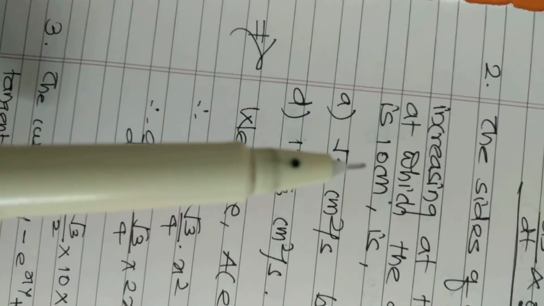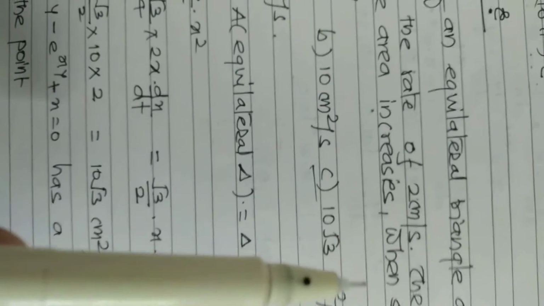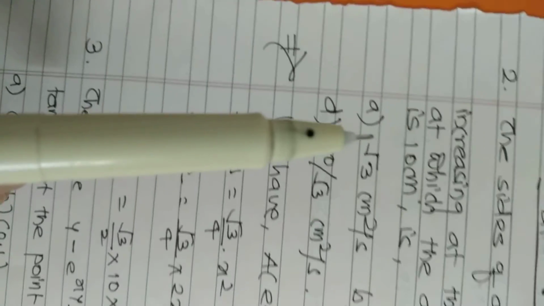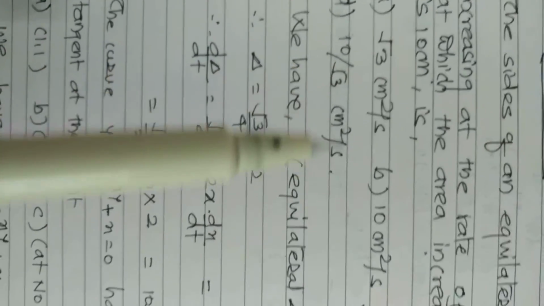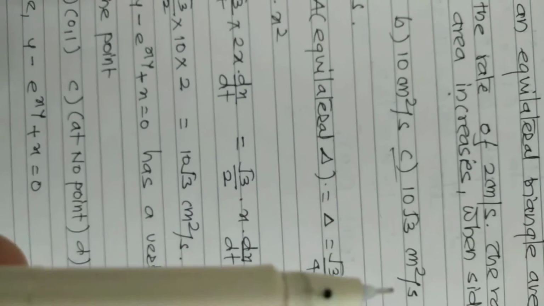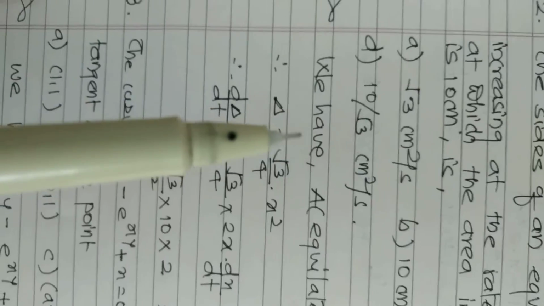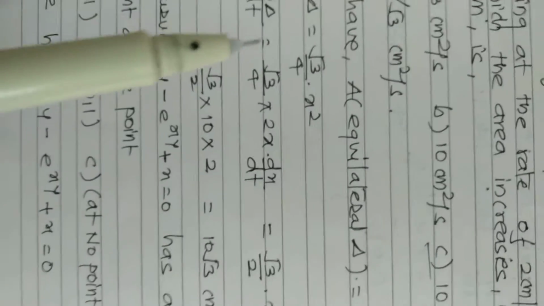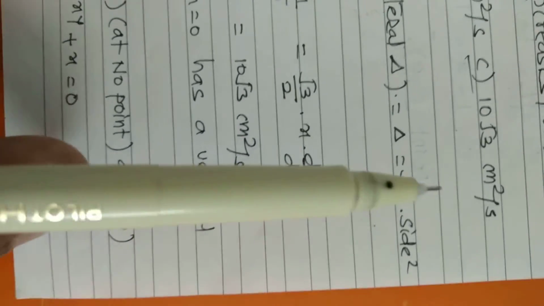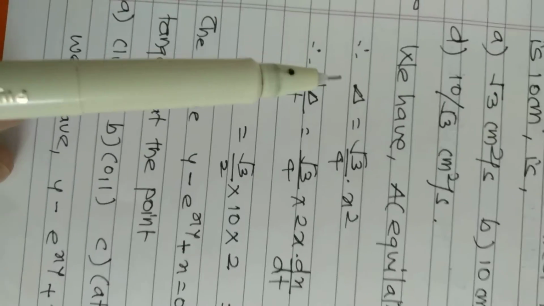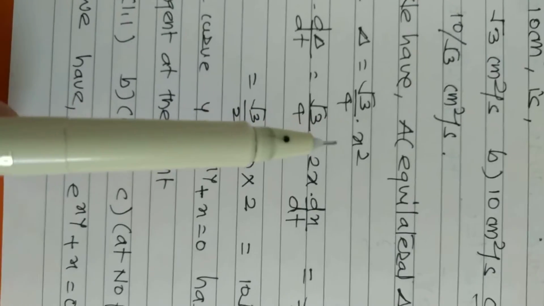The rate at which the area increases when the side is 10 centimeter is? Again options are given: √3, 10, 10√3 and 10/√3. As far as an equilateral triangle is concerned, you know the area is √3/4 times side squared. So δ equals √3/4 into x².